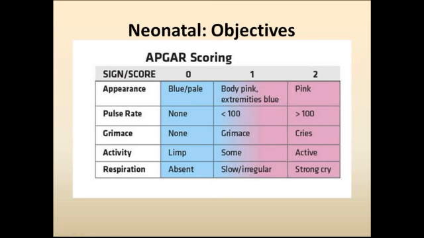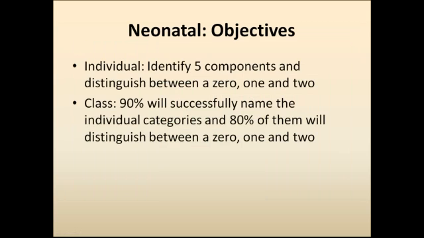By the end of the lab session, each student will have been able to successfully identify in writing the 5 individual categorical components of the APGAR scoring system, and to clearly identify and distinguish features between a score of 0, 1, and 2 within each of these categories. We will recommend that the students demonstrate this knowledge in the form of a table.